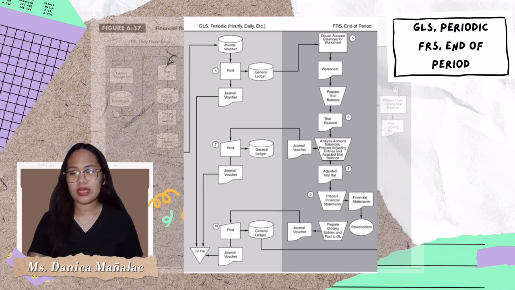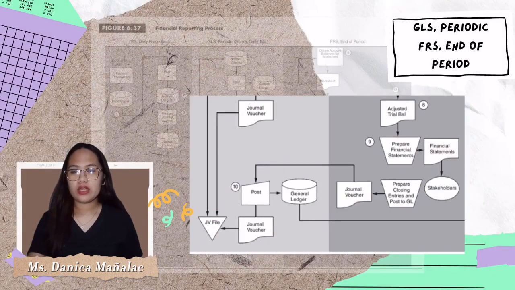Then the eighth step is to make the adjusted trial balance. So we know that the adjusted trial balance consists of your unadjusted trial balance and your adjustments. Now moving forward to the ninth step, this is the step where you will prepare and make financial statements. Of course, since you already have an adjusted trial balance and have made adjustments, you can now create or produce a financial statement that your stockholders or shareholders use to make their decisions.